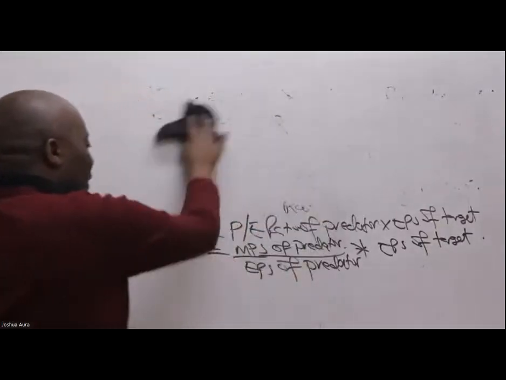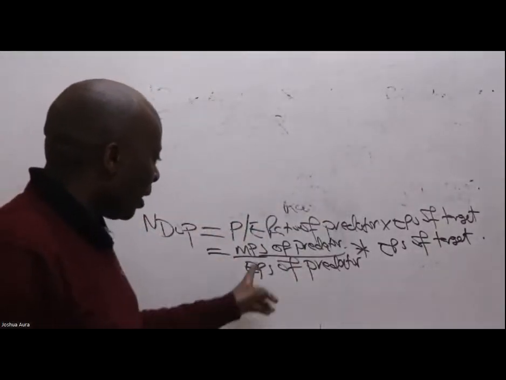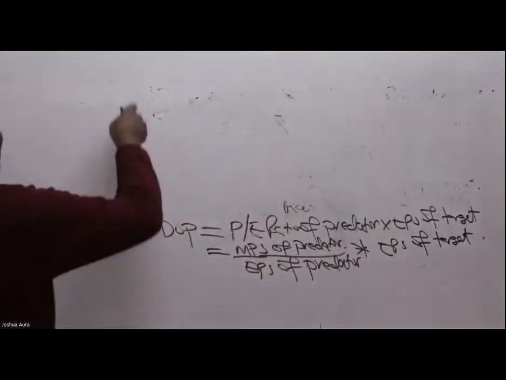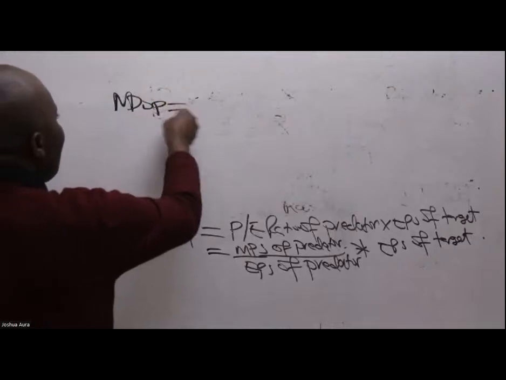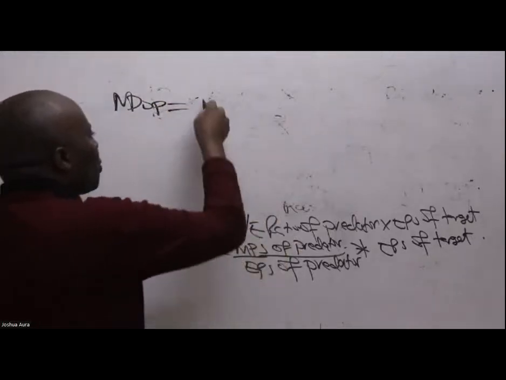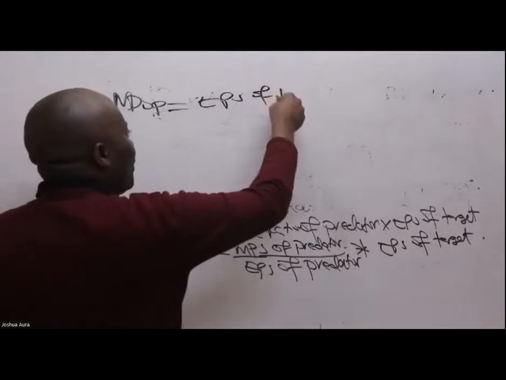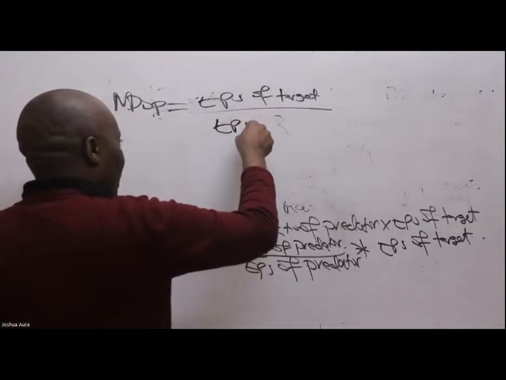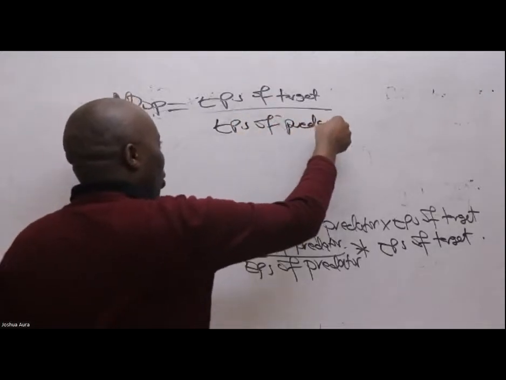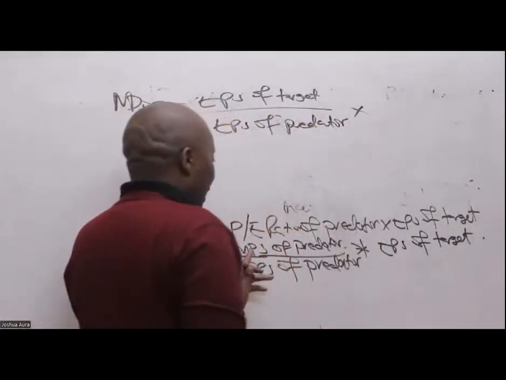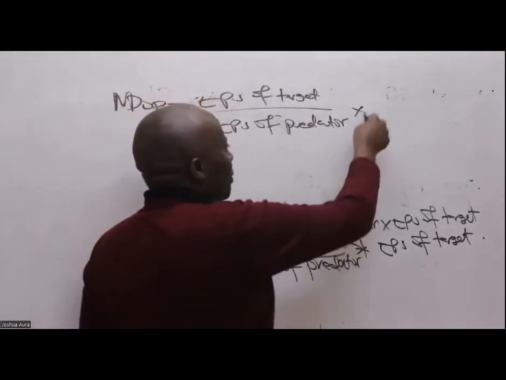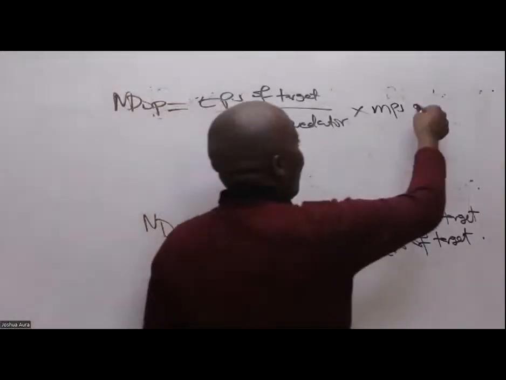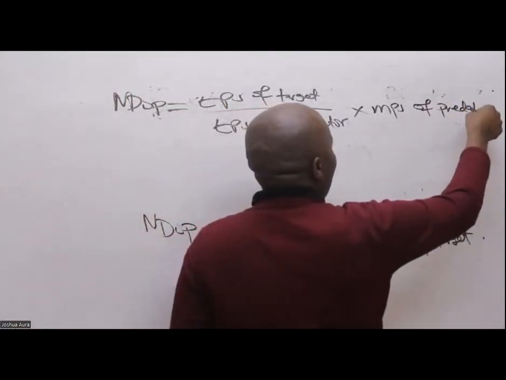Now, ladies and gentlemen, please listen. I want to swap them. So to swap them, this is what we have. I'm swapping positions. So I will talk of EPS of target company all over EPS of predator. And then I can now take MPS onto the other side, multiplied by MPS of predator.